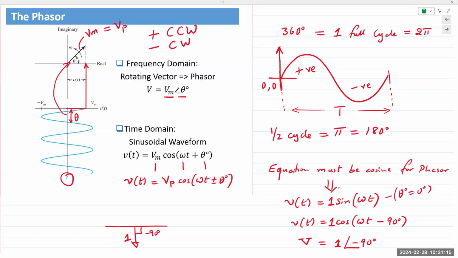That's it. It's just describing one point in time. All right. Any other questions? We have time. Okay.